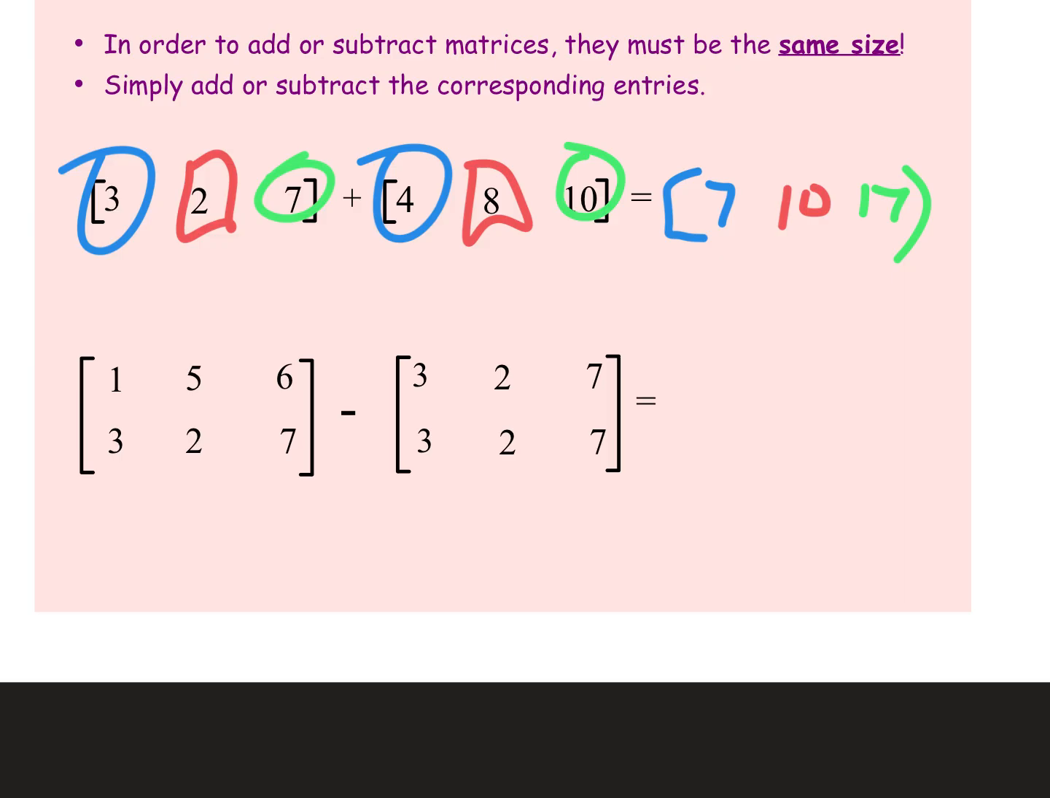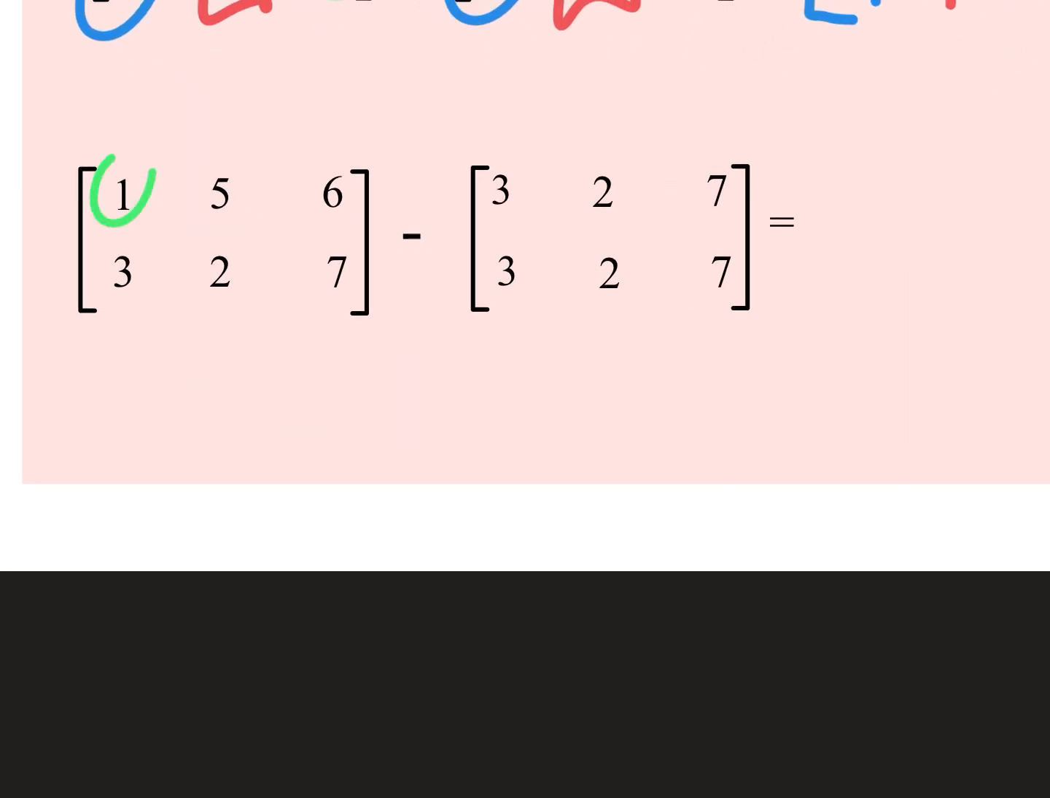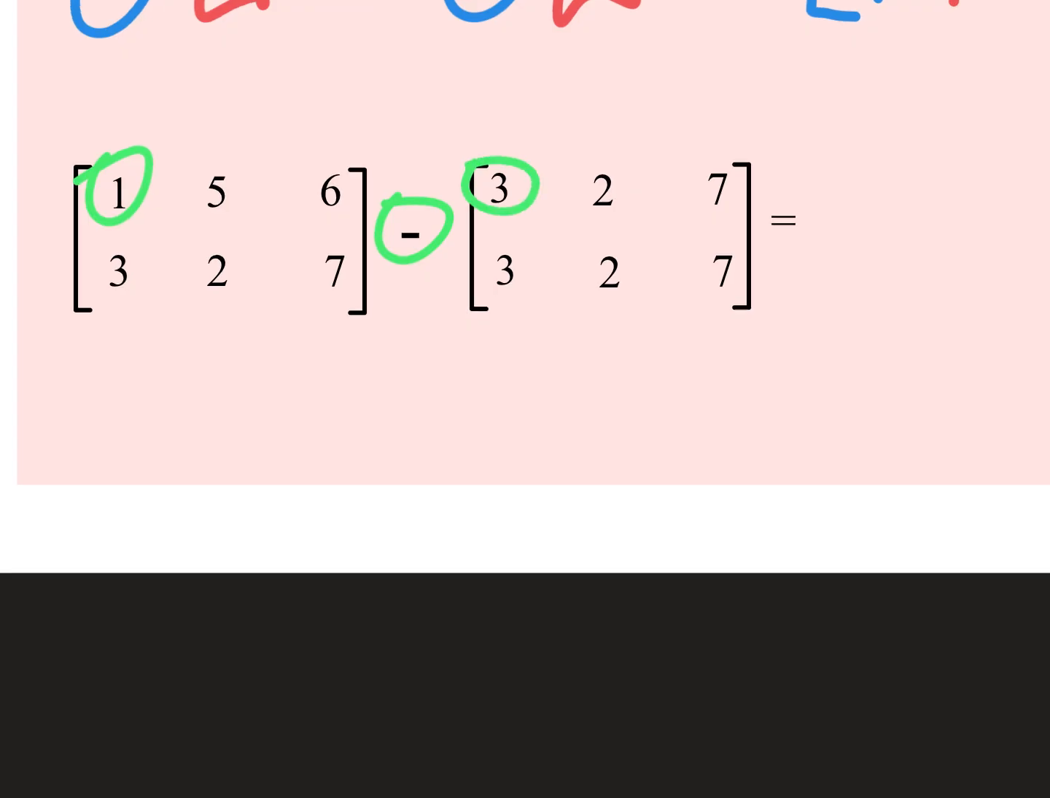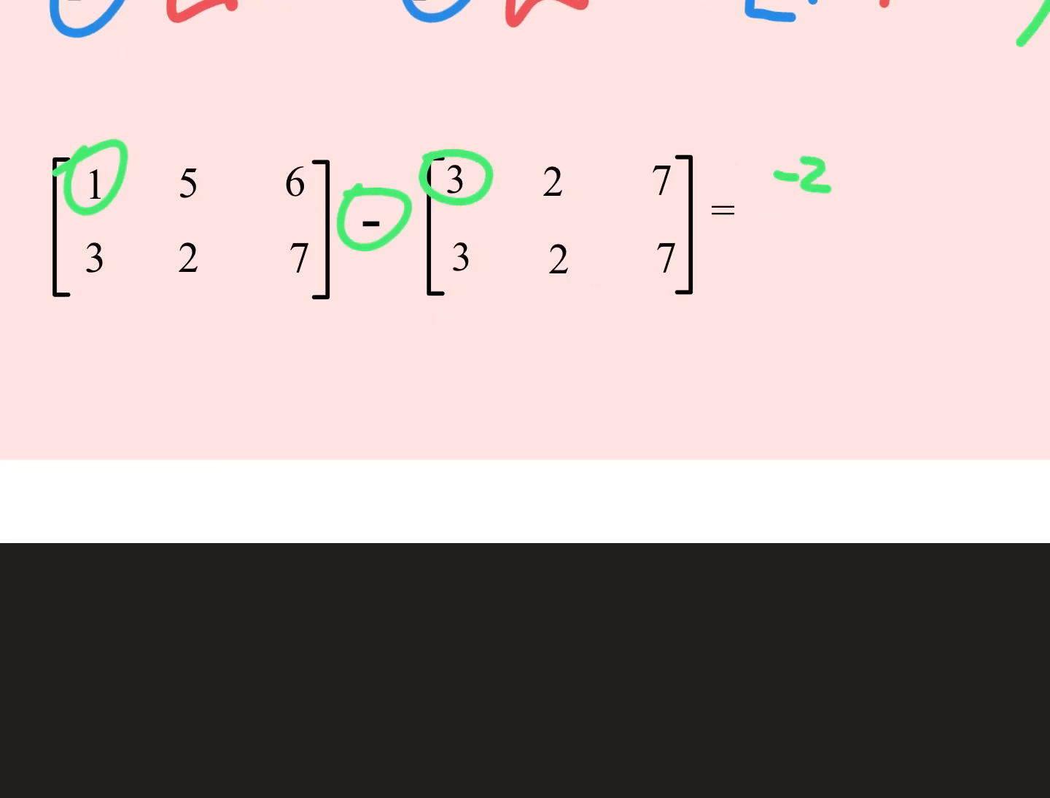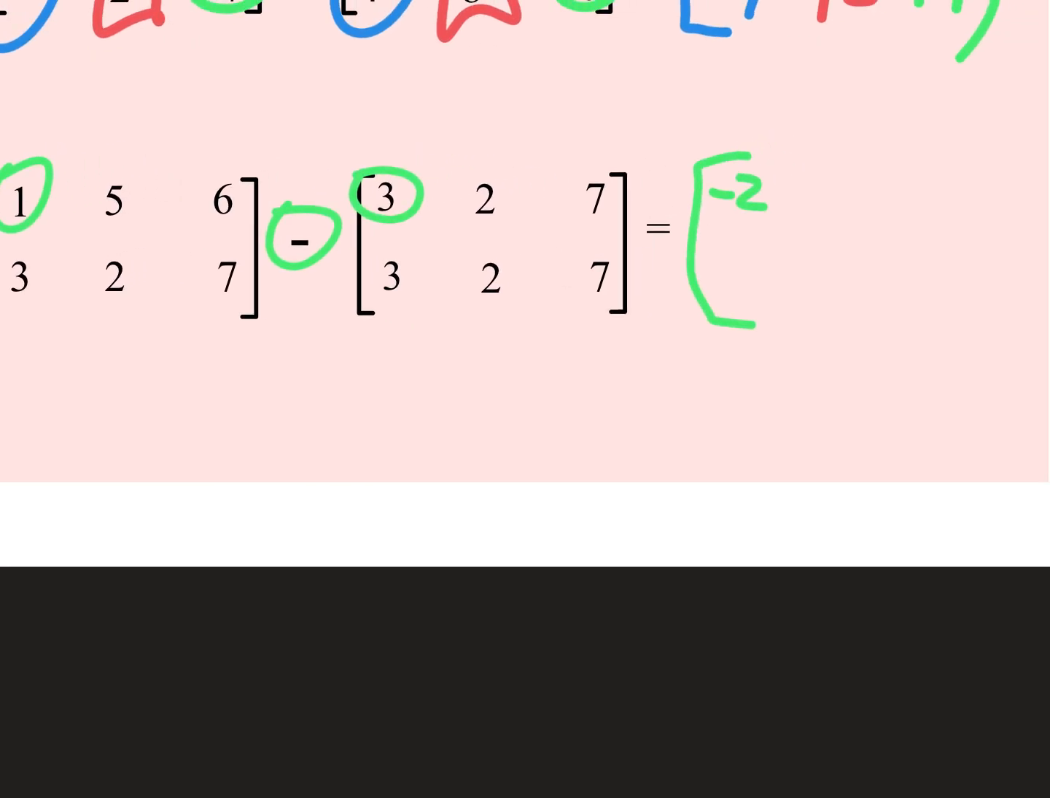Subtracting them, just the same idea. This 1 would subtract this 3. And what is 1 minus 3? It's negative 2. And that's the beginning of my answer.